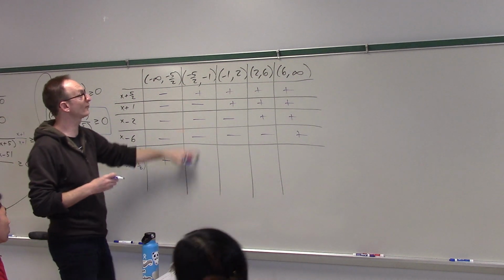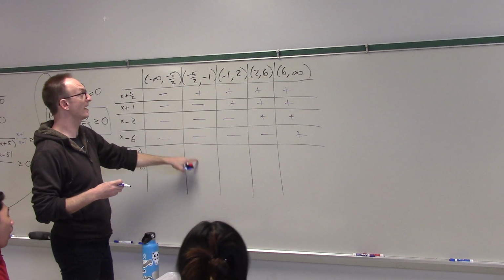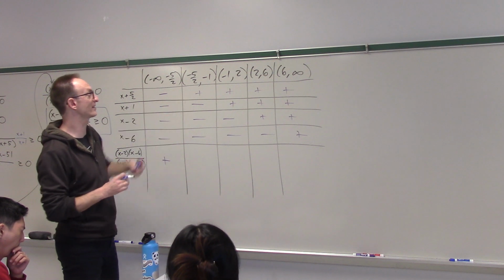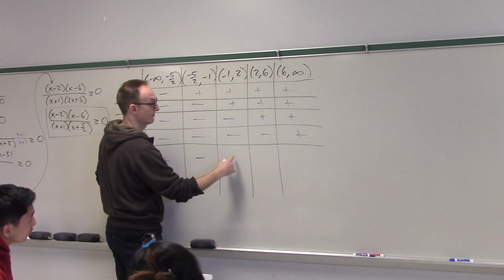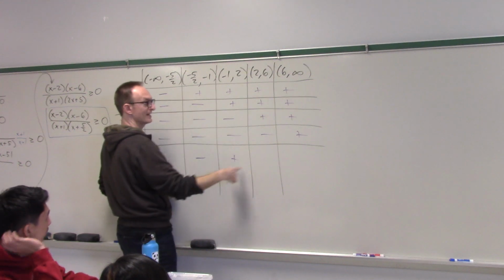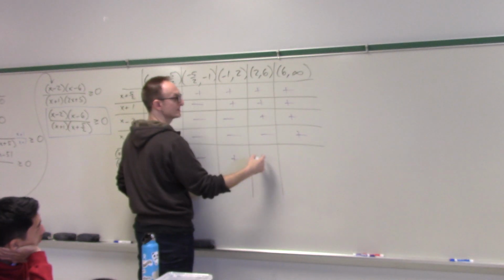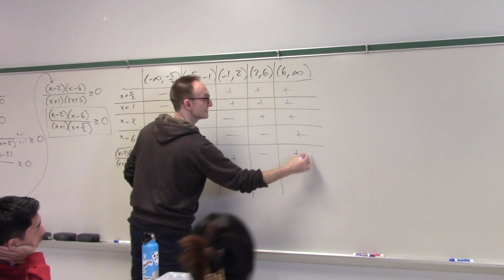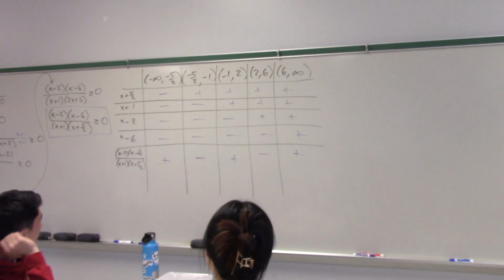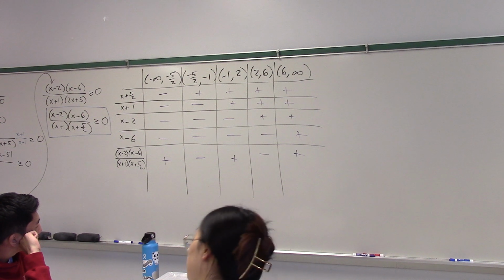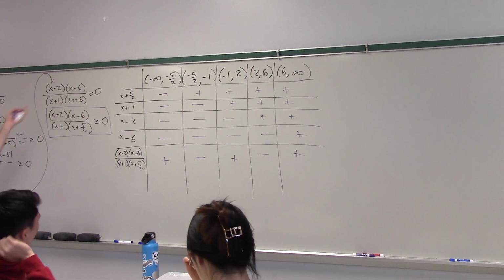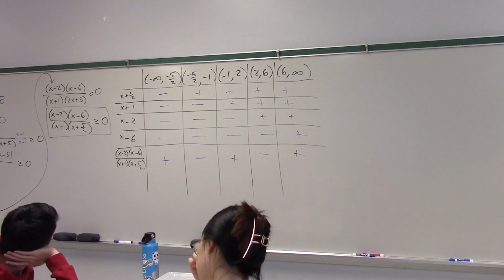And then on the interval from negative 5 halves to negative 1, 3 of my factors are negative and 1 of them is positive, so it's going to be negative. And then here, positive, because 2 are positive and 2 are negative. And here, 3 are positive, 1's negative, so negative. And here, they're all positive, so positive. Okay, and so this is like not a bad method, honestly. And we're done. What is the solution to this inequality?